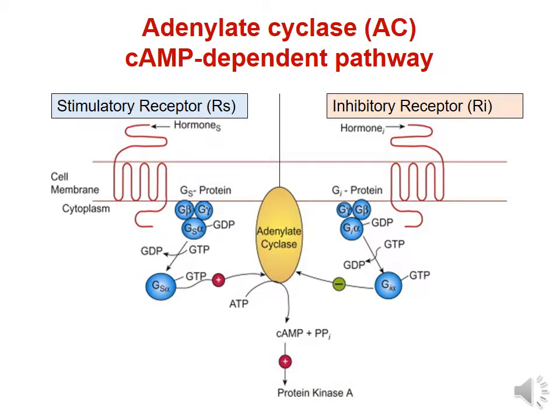And also the G beta and gamma complex that is associated to the GI subunits can also be liberated and activate downstream signaling effectors with inhibitory properties such as the G protein coupled inwardly rectifying potassium channels. And as an example of how these inhibitory receptors work, they're targets of some important toxins such as the pertussis toxin responsible for whooping cough.